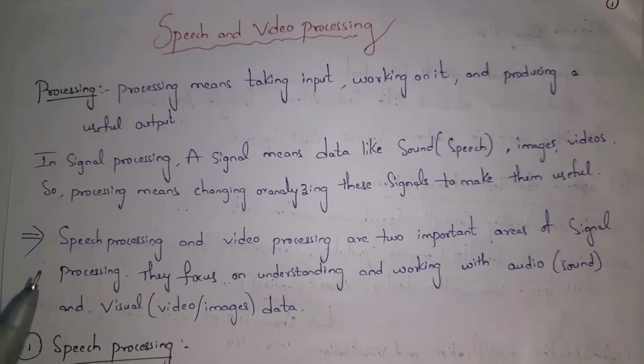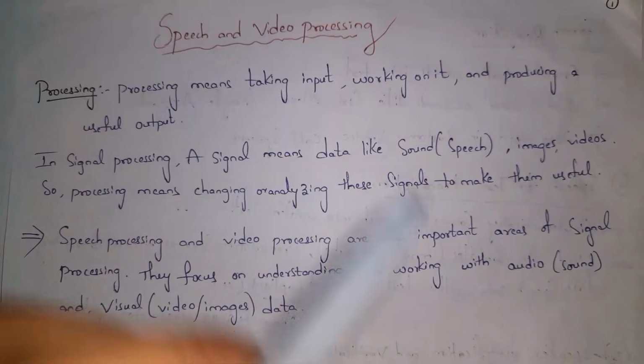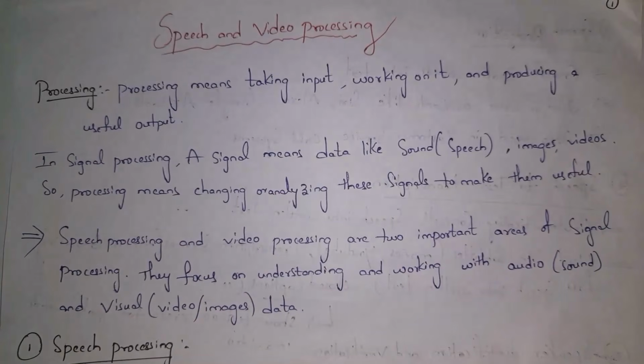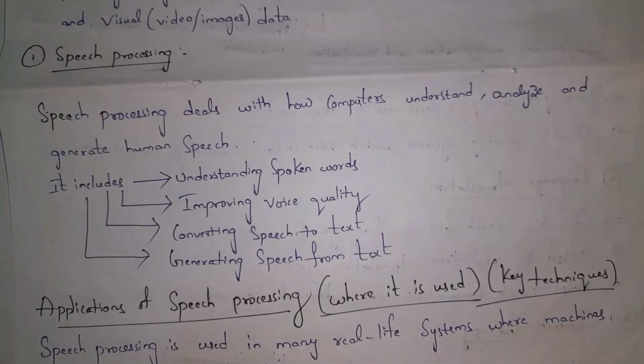So speech and video processing are two important areas of signal processing. They mainly focus on understanding and working with audio data, that is nothing but sound data, as well as visual data, that is nothing but video and image data. So speech processing means working with audio, and video processing means working with videos and images. At first I will explain what is speech processing.